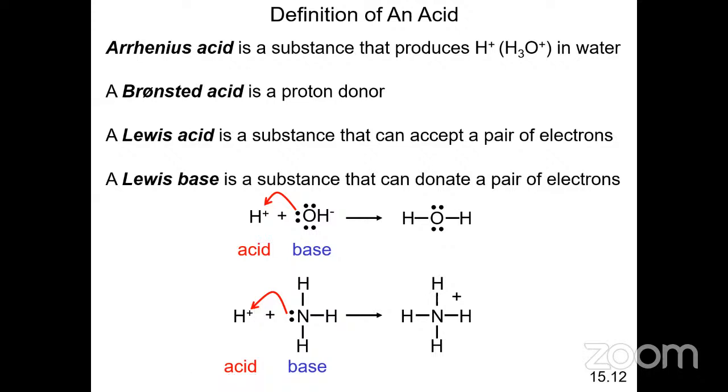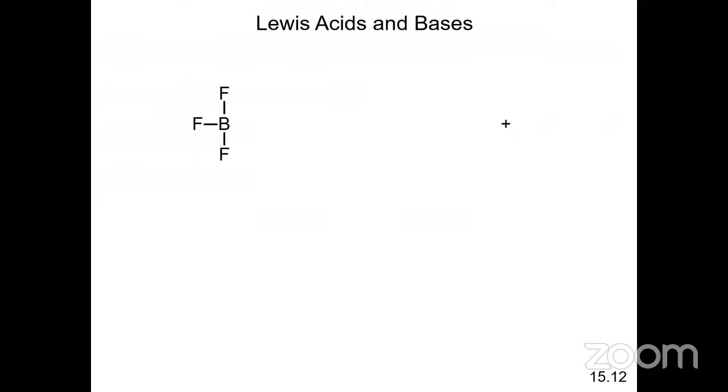Now, here's an example of a reaction which has two species that would be considered, according to Lewis, an acid and base, but according to Bronsted, would not be an acid or base, all right, involved in this reaction, right?